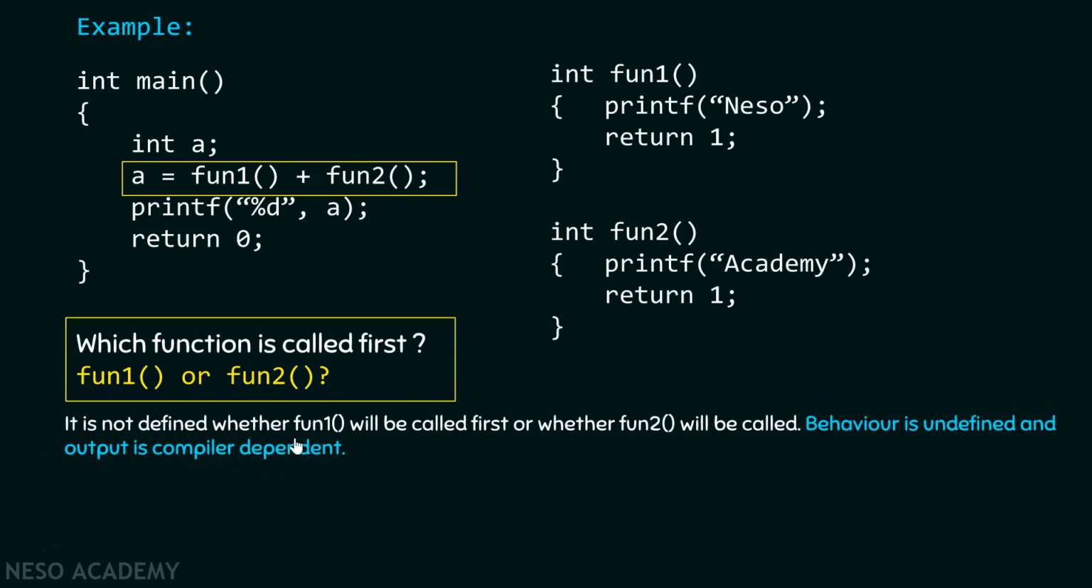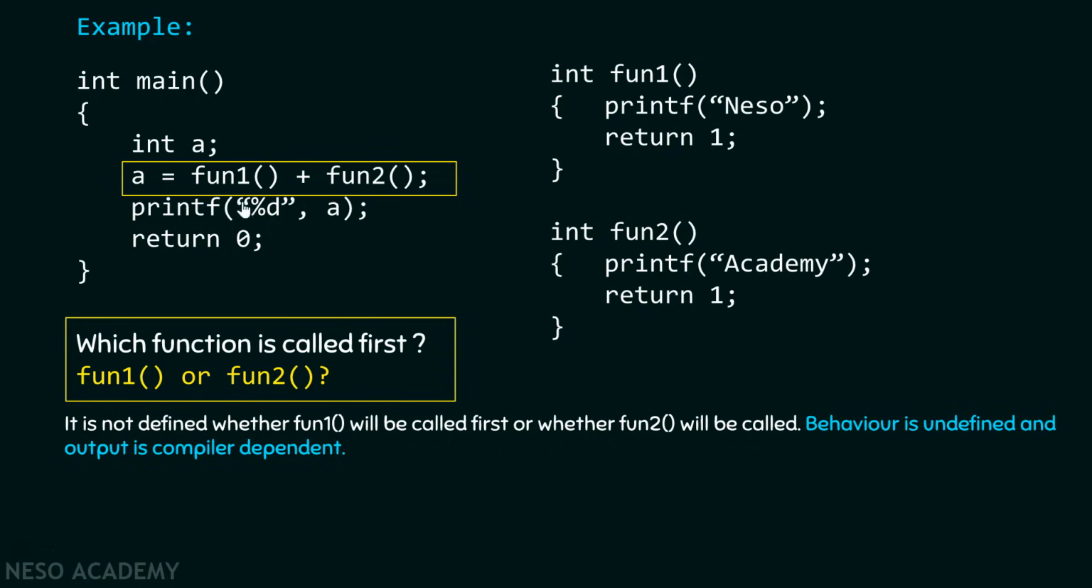It is not defined whether fun1 will be called first or whether fun2 will be called first. Behavior is undefined and the output is compiler dependent. You cannot say that fun1 will be called first and then fun2, just because fun1 appears first in this expression. It is not the case that fun1 will always be called first. It might be possible that some compilers will call fun2 first and then fun1. It is simply not defined. We cannot say anything about it.